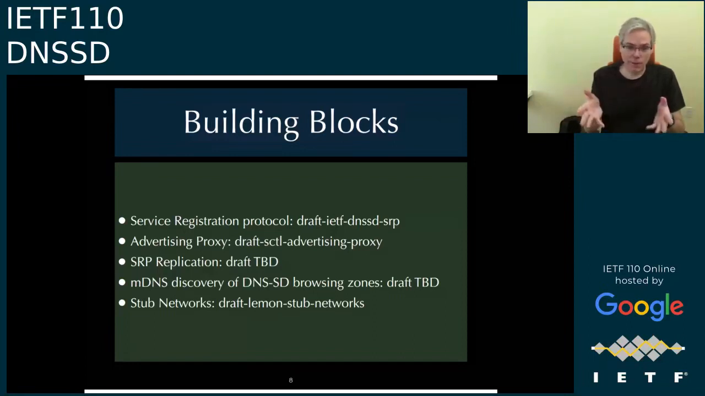And then the fifth item on the agenda here is the actual stub networks document. So this is, I want to build a stub network. What do I need to do to get the stub network working? What do I need to do in terms of addressability, reachability, discoverability, and so on? So those are the topics. Let's go on to the next slide.